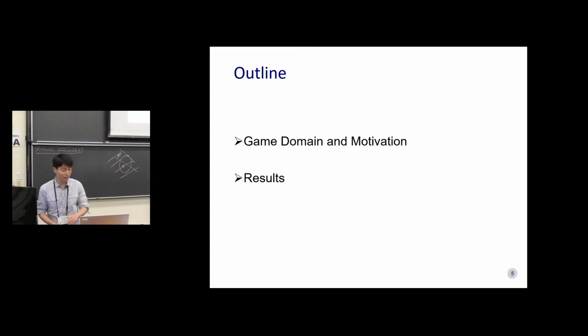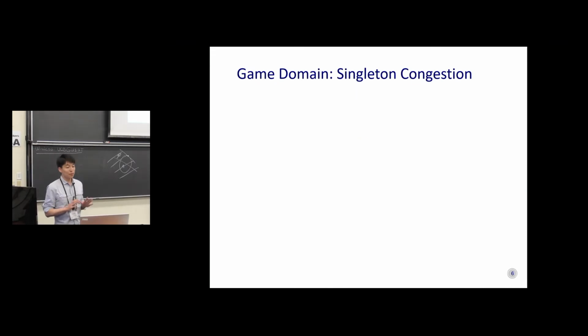I'm going to start by describing the game model and setup that we consider, and then I'll tell you the results we have. In this paper, we consider pretty much the simplest possible setup with externality among agents. That's the Singleton Congestion games, which turn out to find a bunch of nice applications on the internet.